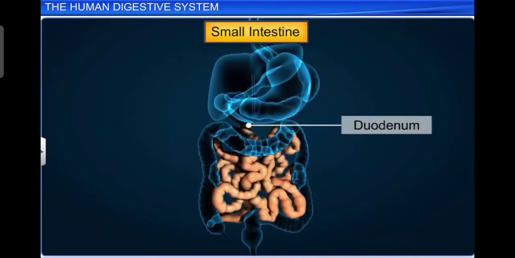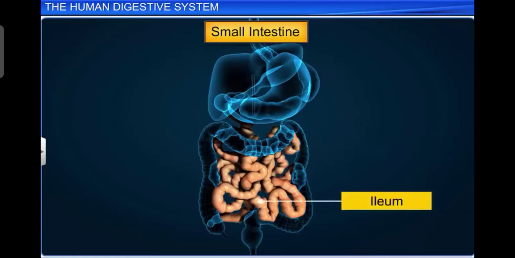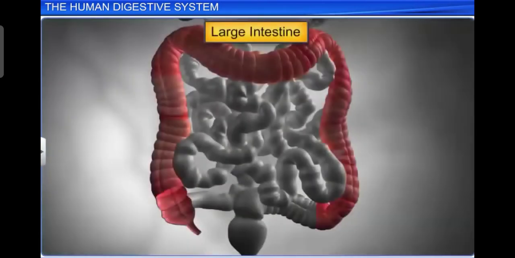The opening of the stomach into the duodenum is guarded by the pyloric sphincter. The ileum opens into the large intestine. It consists of the cecum, colon, and the rectum.